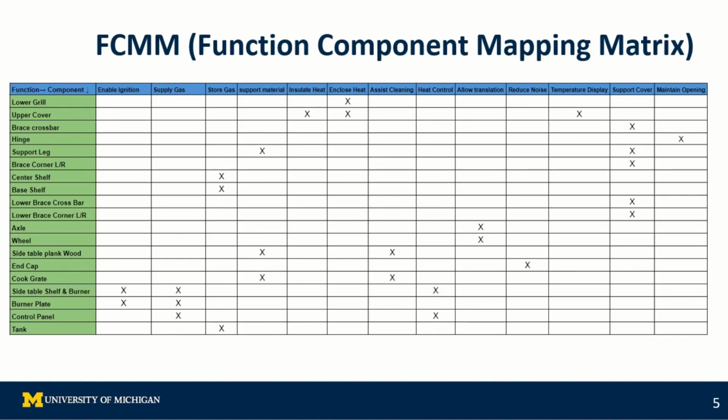And here we have the function component mapping matrix, where we map all the components from the assembly and link them to the basic and supporting functions mentioned on the FAST diagram. As we can see here, this way we can identify the components that enable the main functions of the grill, and the other items are related to support and enhance features of the assembly.